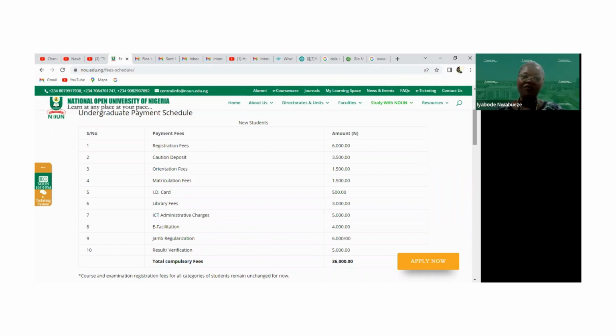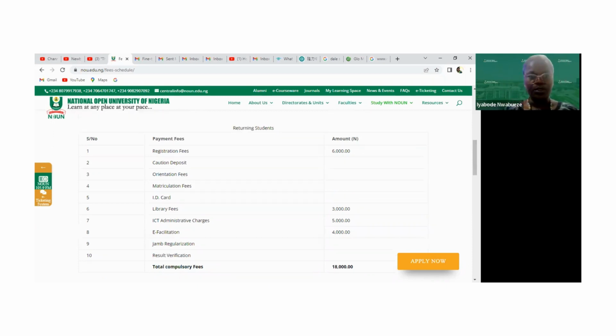This is the same for everybody, no matter the course you are doing, no matter the program you have come to do. But other than this, the other fields are applicable depending on the program of your course. So let's move forward to the next one.